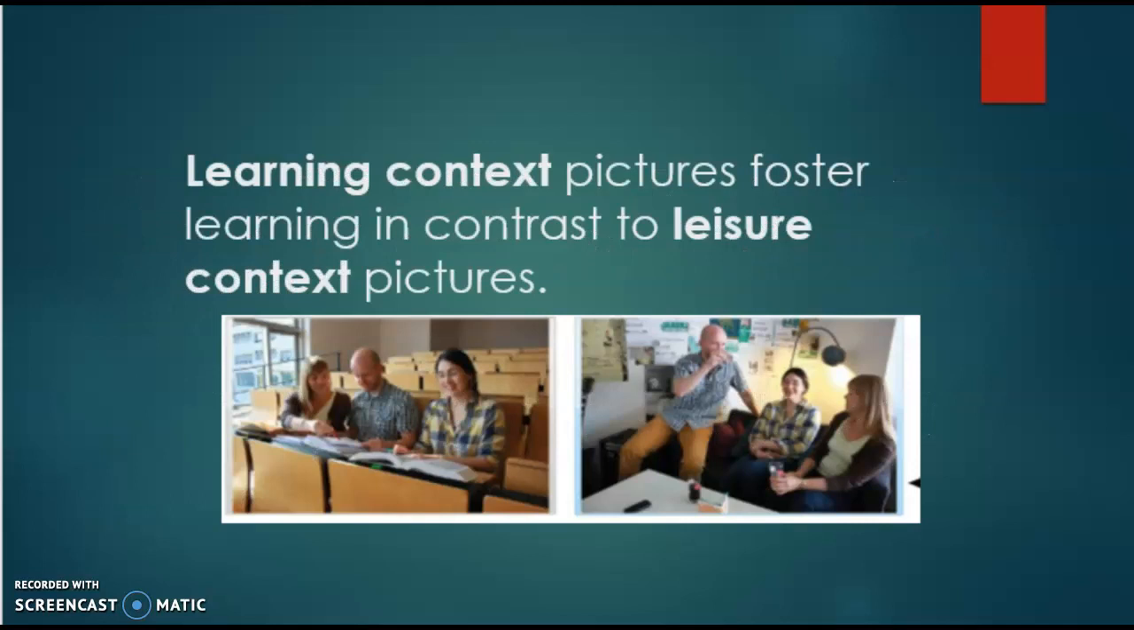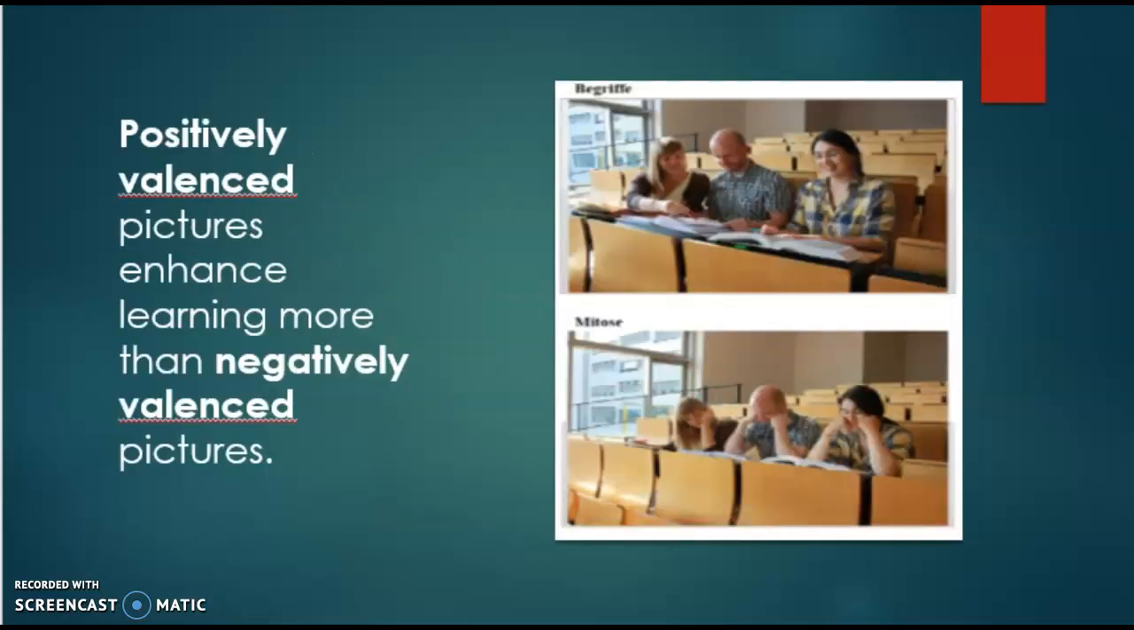They used pictures on the navigation pane of a lesson. Students either received a learning context picture on their navigation pane or a leisure context picture on their navigation pane. The learning context pictures foster learning in contrast to the leisure context pictures on the navigation panes. Other students received positively balanced pictures, such as shown on the top photo, versus a group of students who received negatively balanced pictures, as shown on the bottom. The positively balanced pictures enhanced learning more than the negatively balanced pictures.